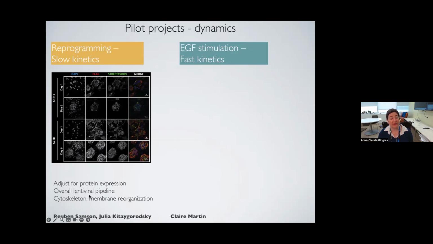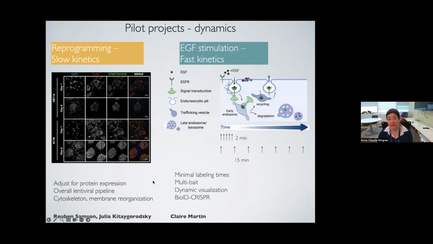Importantly, this really told us that we needed to optimize our lentiviral pipeline. And the successes and failures of that really told us that the cytoskeleton and membrane reorganization were actually a difficult spot for BioID experiments, which is why we wanted to test this UltraID versus miniTurbo on cytoskeletal elements, because we felt that this was actually a bit challenging.